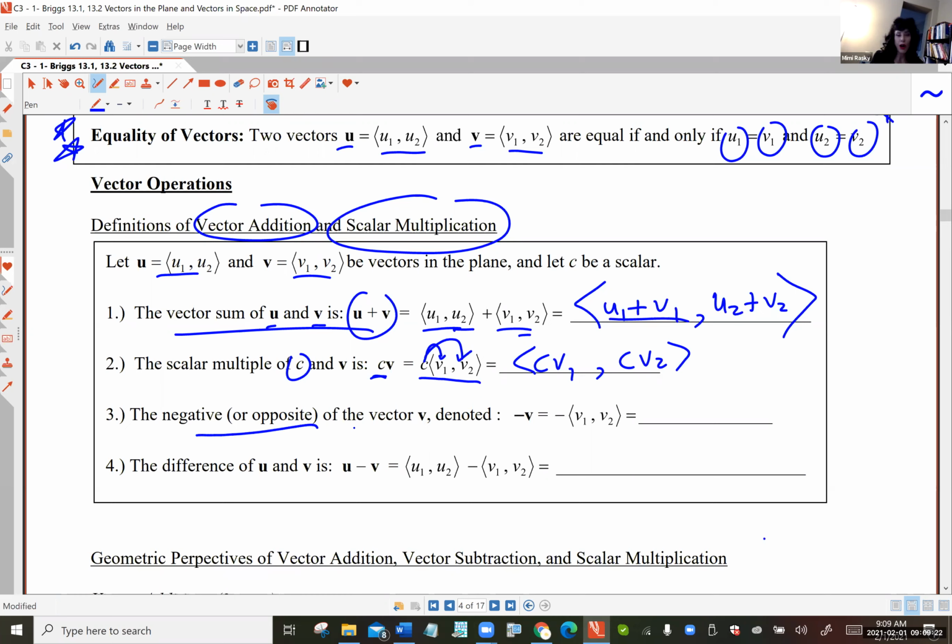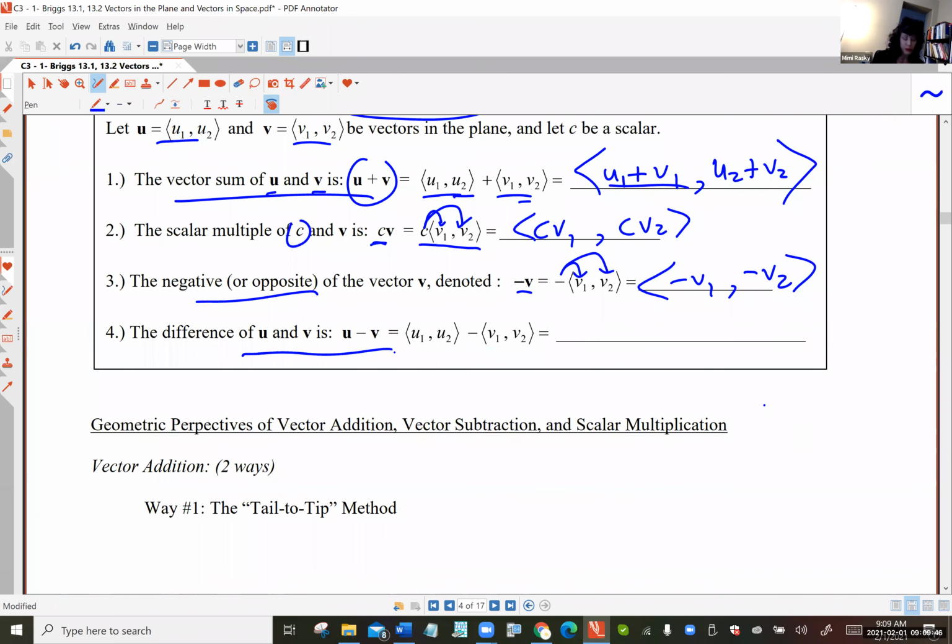Now, what's the negative or opposite of a vector? It's the opposite of V, and it's the same as multiplying the vector with a scalar of -1. So you just distribute the -1 and you get a vector with components -V1 and -V2. And visually speaking, it's just going to be a vector of the same magnitude pointing in the opposite direction.